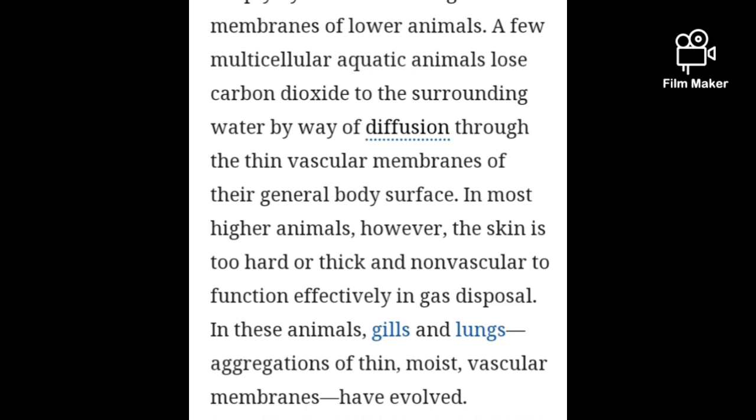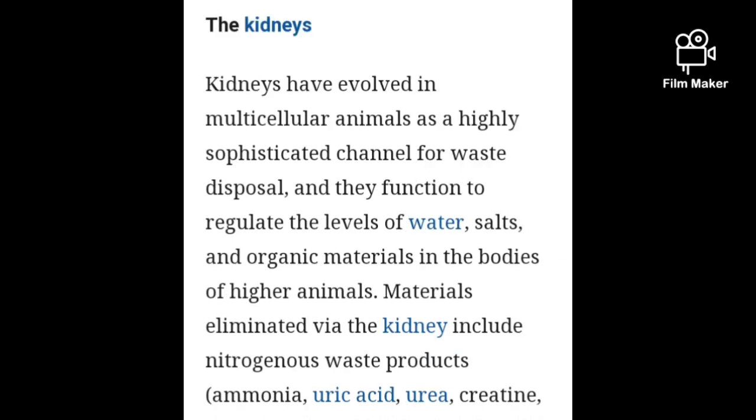Now third, we deal with the kidneys. Kidneys have evolved in multicellular animals as a highly sophisticated channel for waste disposal, and they function to regulate the levels of water, salts, and organic materials in the bodies of higher animals. Materials eliminated via the kidney include nitrogenous waste products, that is, ammonia, uric acid, urea, creatinine.